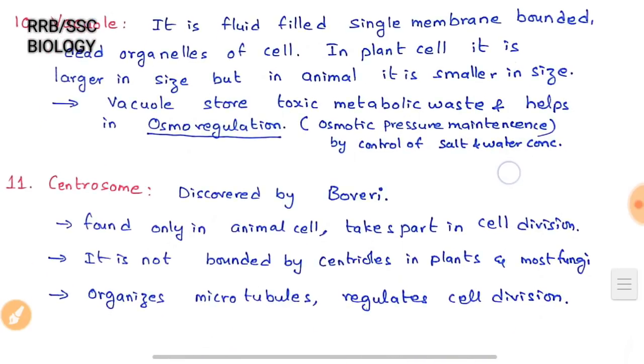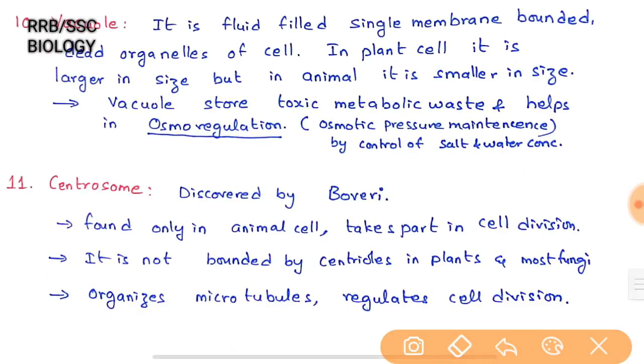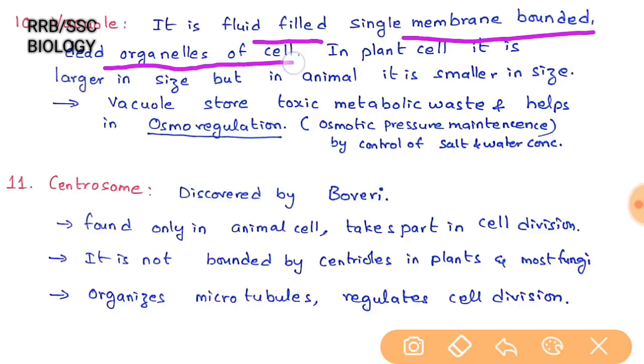And next we are going to see vacuoles. What are vacuoles? A vacuole is a fluid-filled, single-membrane-bounded dead organelle of a cell. You can see another dead organelle, which is the cell wall. Here the vacuole is also dead, friends. In the plant cell it is larger in size, but in the animal cell it is smaller. As it is a dead organelle, it can store toxic metabolic waste. During metabolism some toxins are released, and these toxins are placed in the vacuoles.